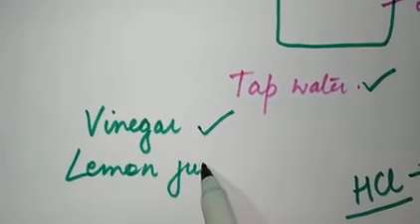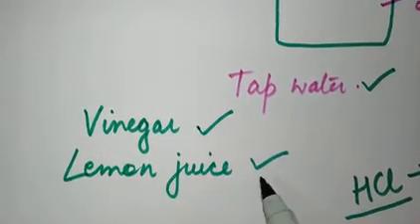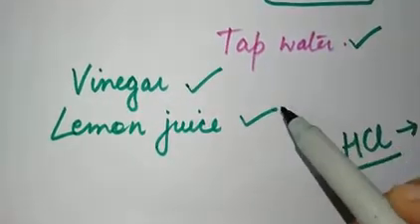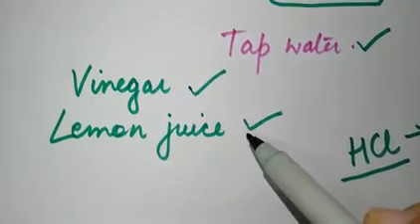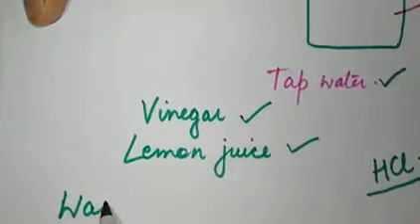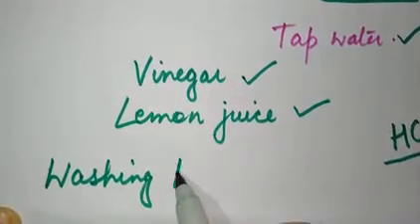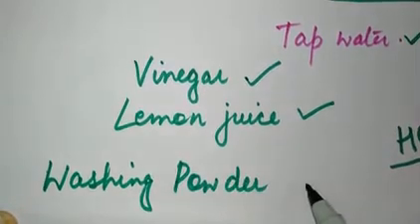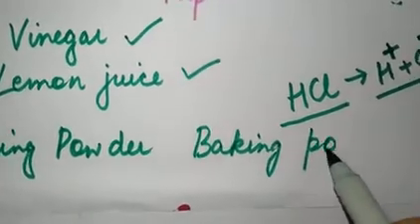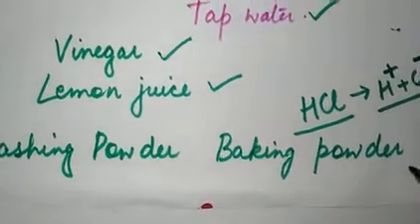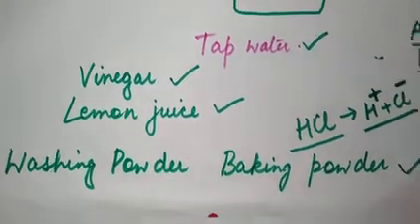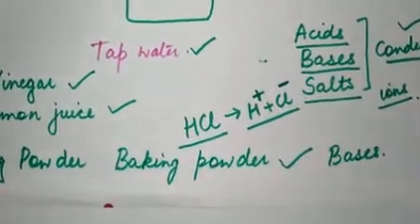With lemon juice also the bulb is going to glow. Why? Because again it is an organic acid, so it is going to glow because these are conductors, these are acids. And suppose I add washing powder, or I take baking powder and add it to water, then with these solutions also the bulb is going to glow. Why? Because these are bases, and bases conduct electricity.